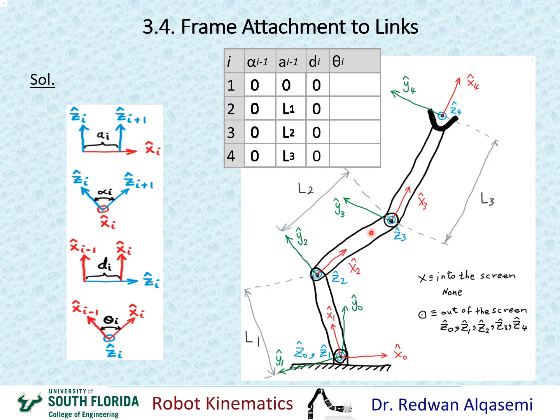Okay? And the theta would be variable. If we had any prismatic joint, then the D for that prismatic joint would be a variable and the theta would be constant. And constant does not necessarily mean equals to 0. It can be any number that's constant, not necessarily 0.